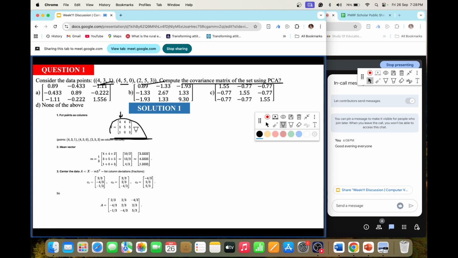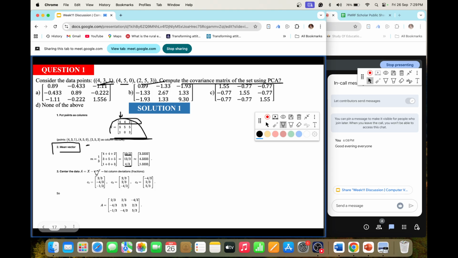After you get this, you get the mean vector. Mean vector is very easy. Mean is regarding your attribute, so when you are talking about mean, you have to see the attribute. 4, 4, 2 is your first attribute, so what should be the mean? 4 plus 4 plus 2 divided by 3, that is 10 by 3. Similarly 13 by 3, similarly 4 by 3. So this is your mean.